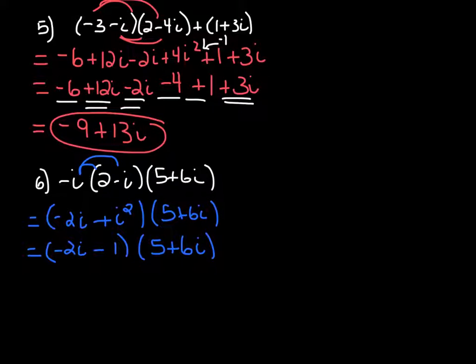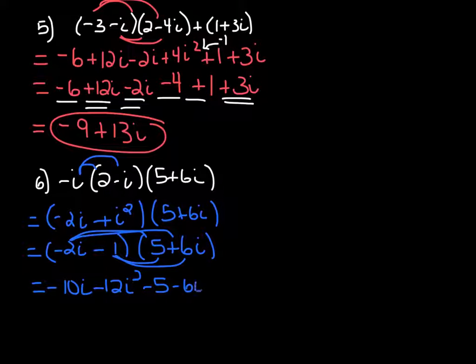All right, so we just have to double distribute and then we're done. So negative 2i times 5 is negative 10i. Negative 2i times 6i is negative 12i squared, right? i times i is i squared. Negative 1 times 5 is negative 5. And negative 1 times 6i is negative 6i.